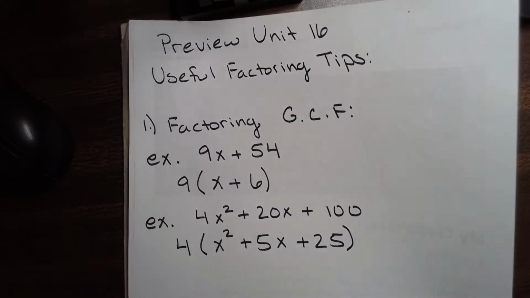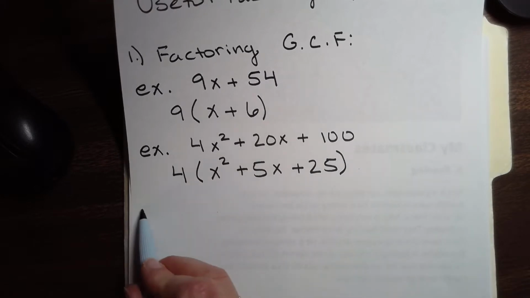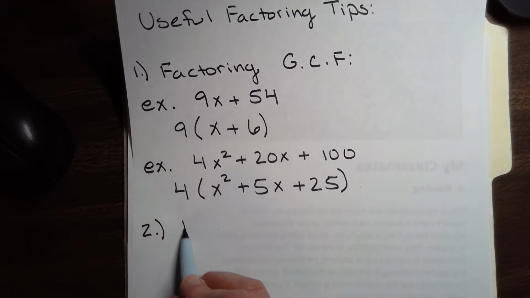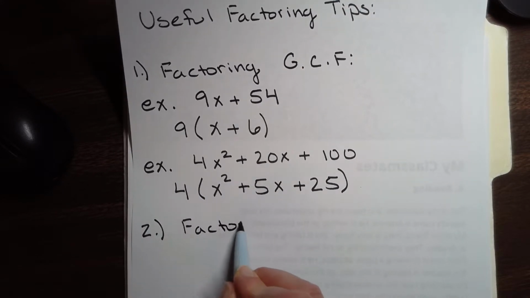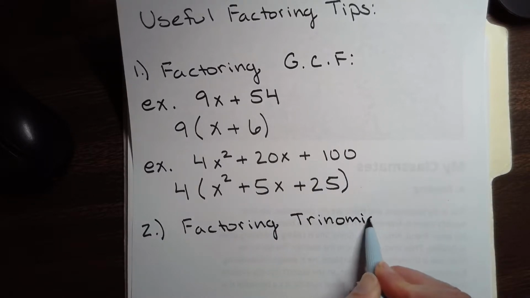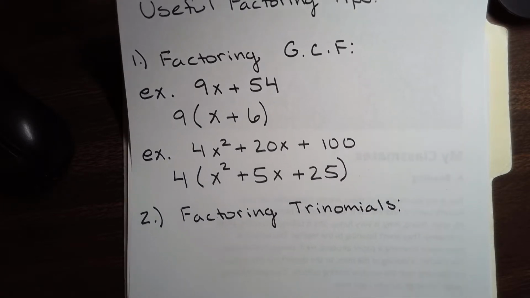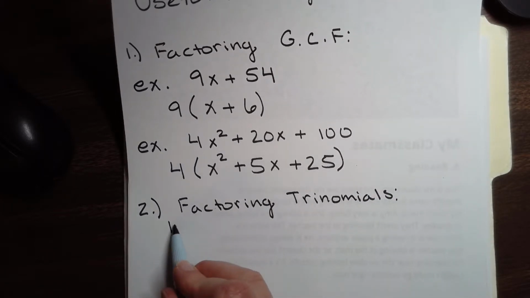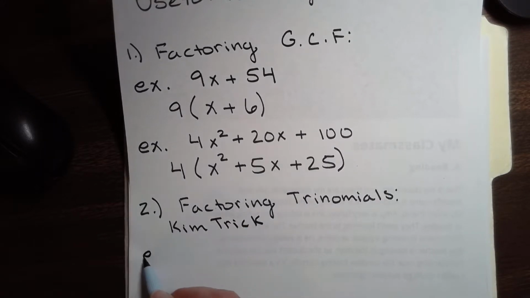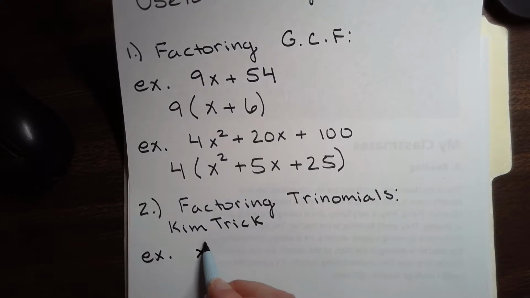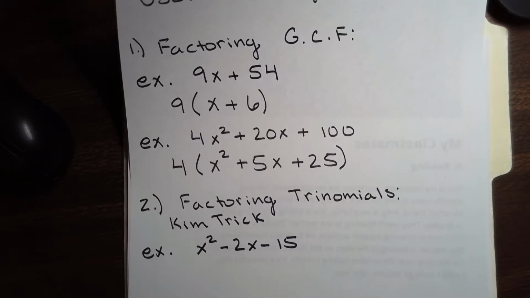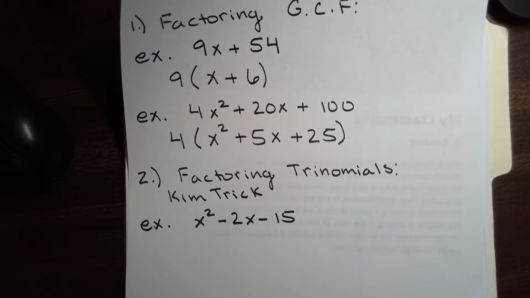Another method that we used in factoring that we learned was factoring trinomials. We had a method that I used called the Kim trick. So let's go ahead and look at an example where we can use this method. The Kim trick can only be used with a trinomial. If it's not a trinomial, then you can't use the Kim trick.